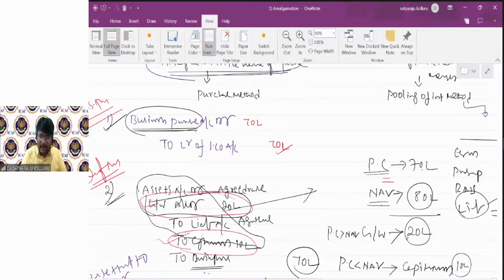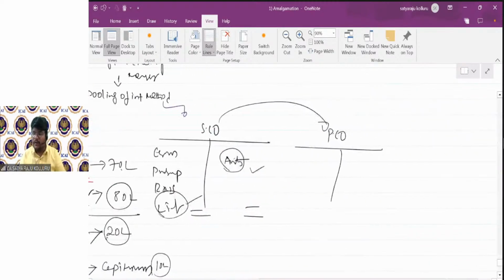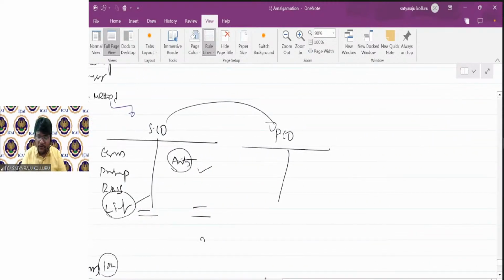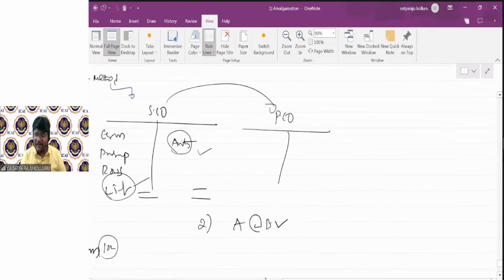Coming to the second entry, I need to incorporate assets and liabilities. Now, such assets and liabilities I need to incorporate at book values, right? Sir, assets at the rate of book value, not at agreed value. Here, agreed value is equal to book value. Liabilities also I need to incorporate at book value. Now, I need to compare PC with NAV, right?